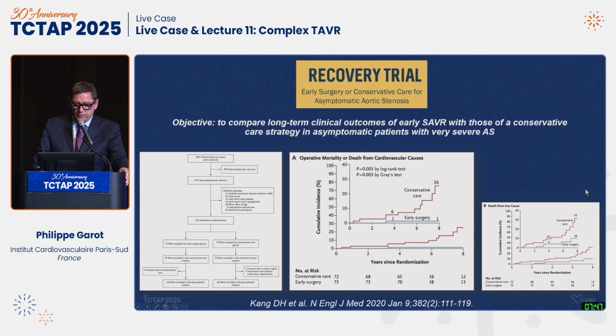And finally, the fourth randomized clinical trial was the RECOVERY trial, comparing long-term clinical outcomes of early intervention with those of patients with clinical surveillance. All these patients were asymptomatic. You can see that 145 patients were randomized, 73 had early surgery, and 72 had surveillance. In this trial, the primary endpoint was operative mortality or death from cardiovascular cause, and there was a significant difference in terms of primary endpoint with early intervention compared to clinical surveillance.